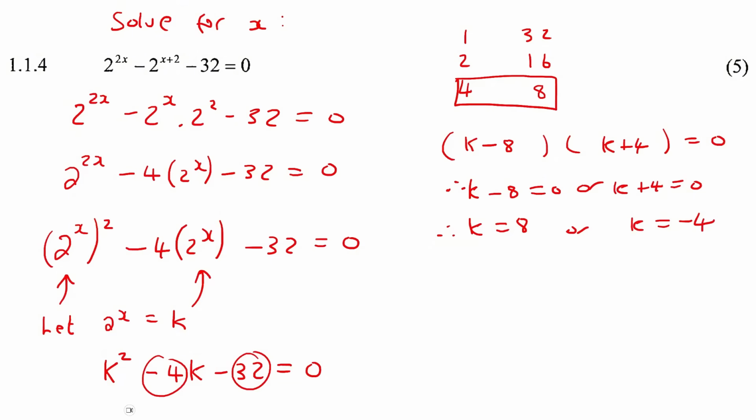Now we're not done, because the question didn't say solve for k, it said solve for x. But we know that we have this now. So we can now say that 2 to the x is equal to 8, or 2 to the x is equal to negative 4. To solve this one, if you are in grade 12, you're welcome to use logs, but I'm just going to use more of a grade 11 approach so that it helps grade 11s and grade 12s. I know that 8 is the same as 2 to the 3, and then I end up with x equals 3.